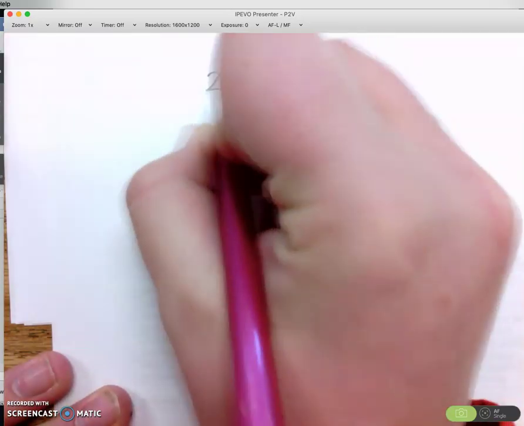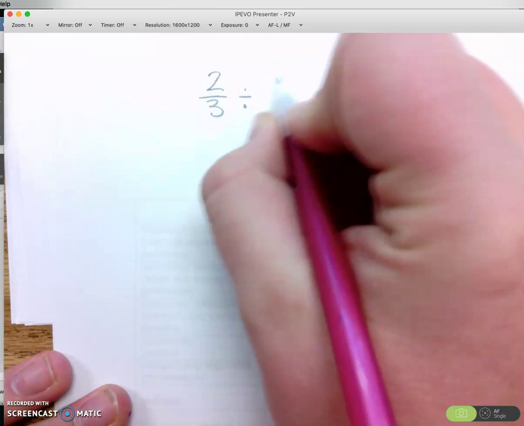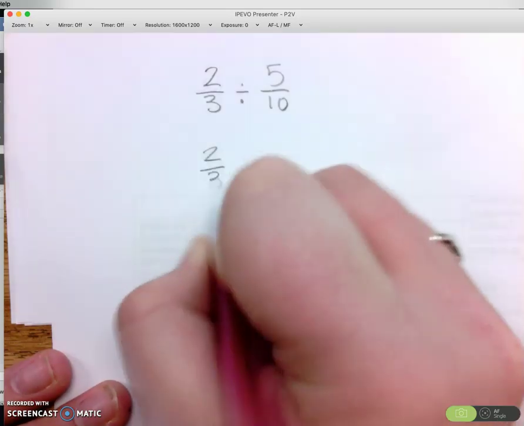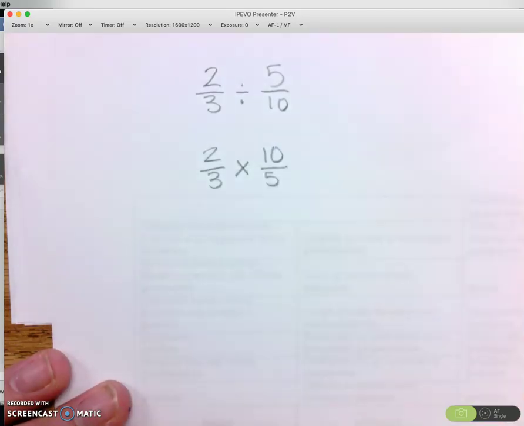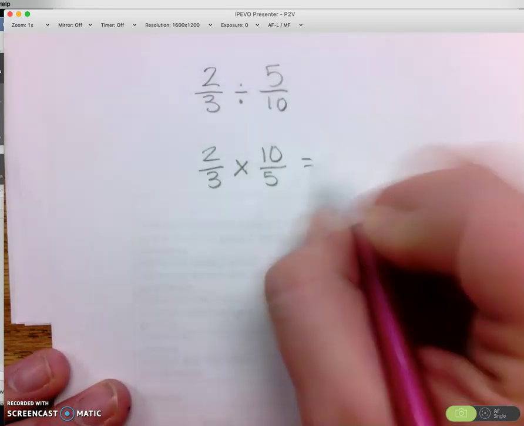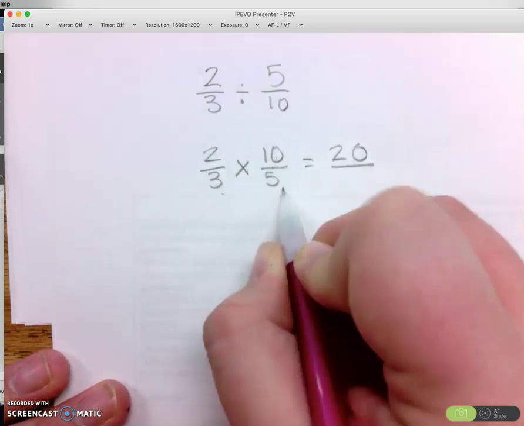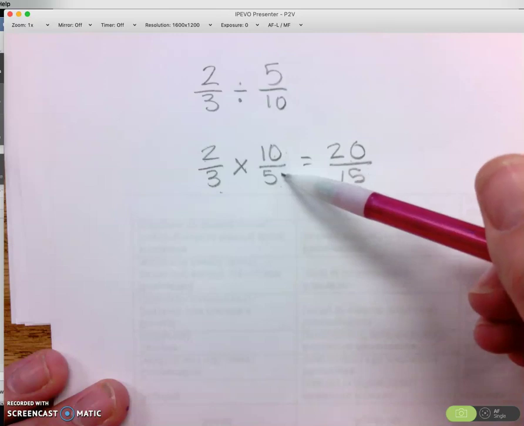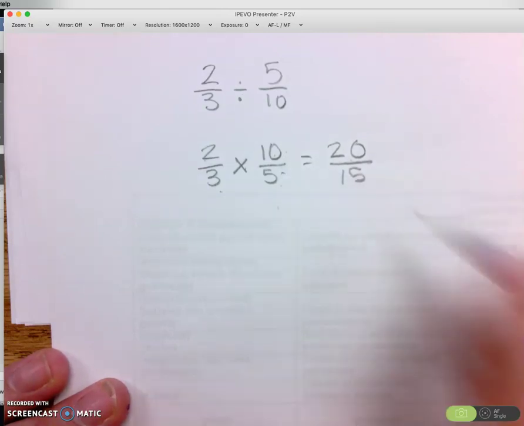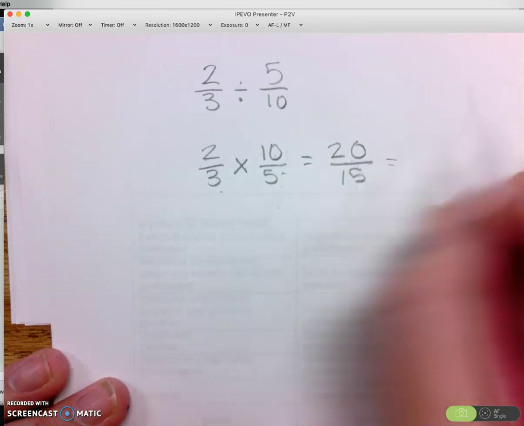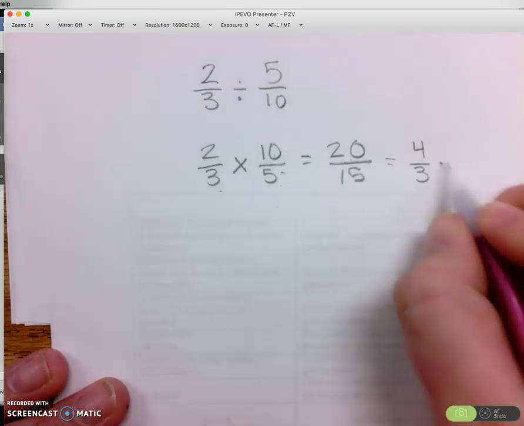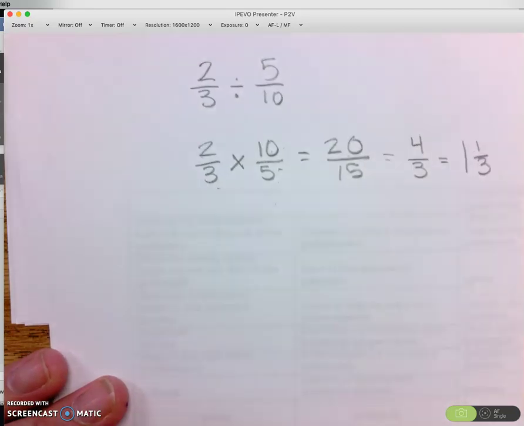So 2/3 divided by 5/10. Yep, keep, change, flip. You can do the math out here. So 2 times 10 is 20, 3 times 5 is 15. If you look, you can see a top number and bottom number can be simplified before. But I'm going to just do it here where 20 over 15 can both be divided by 5. So 4/3, which would change to 1 and 1/3. Yeah, I would put it as a mixed number.